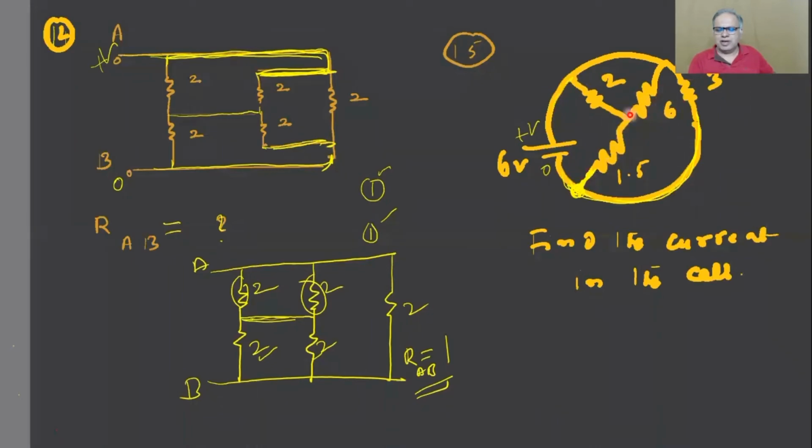So 3. This 3 and this 3 are in parallel. Yes, sir. So 3 and 3 parallel means how much? 1.5. So the total resistance between the plus and minus is 1.5. So current is 6 by 3 by 2, 4 amperes.